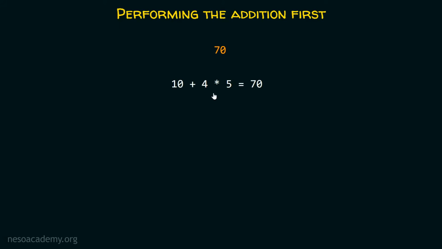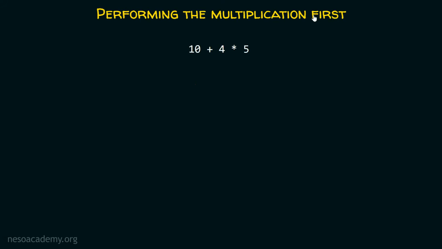Maybe there is someone who prefers multiplication over addition. Let's see what happens when we multiply these two numbers first and then perform the addition. Let's perform the multiplication first. 4 into 5 is what? 20, right? We can replace this easily by 20. And now 20 plus 10 is 30. There is a drastic difference. You can see that when we perform addition first, we got 70, and when we perform multiplication first, we got 30. Huge difference, isn't that so?